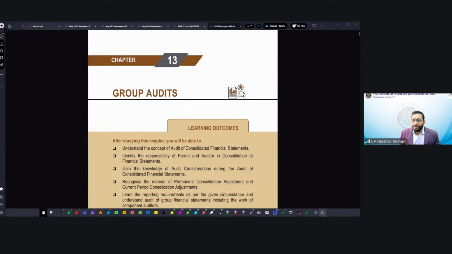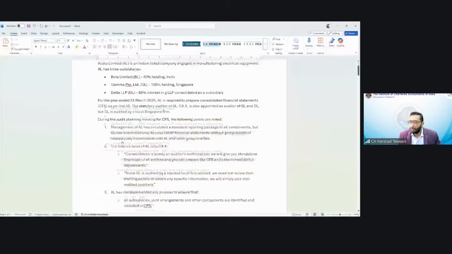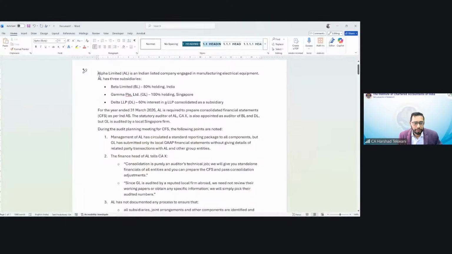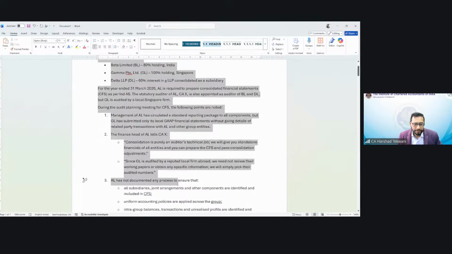Now, we will start with the chapter on group audits. Basically, we will understand through examples what a group audit is, what the responsibilities of the auditor are, and all good stuff. Let me share a good question first. Let me share a question and then we can discuss that question. So let me read the question first.